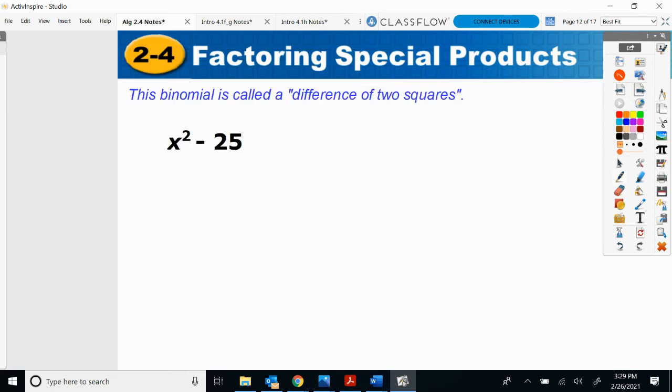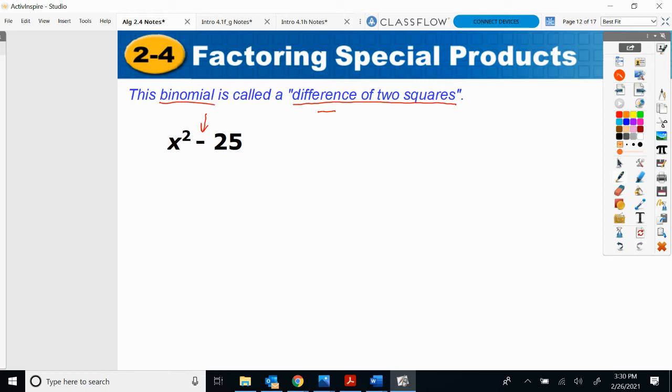Okay, so we're going to look at these. This is a binomial because it's just made up of two terms. And this special one here is called a difference of two squares. Difference means subtraction. So take a look. We have this subtraction right here, and it's called the difference of two squares. And we can factor this. So take a look at what we're going to do.